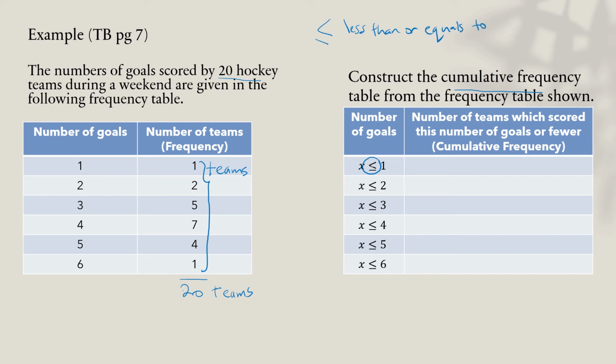So on the left column, we have the number of goals. X is less than or equals to 1. So having said that, it means less than 1 could be 0, but equals to 1. So maximum can only reach 1 goal. Next one, we have X is less than or equals to 2. So you can have as low as 0 goals up to 2. And then we do the same thing for the rest.